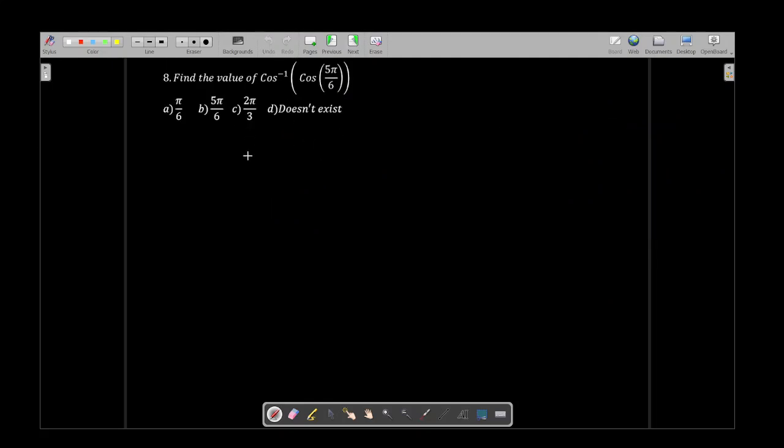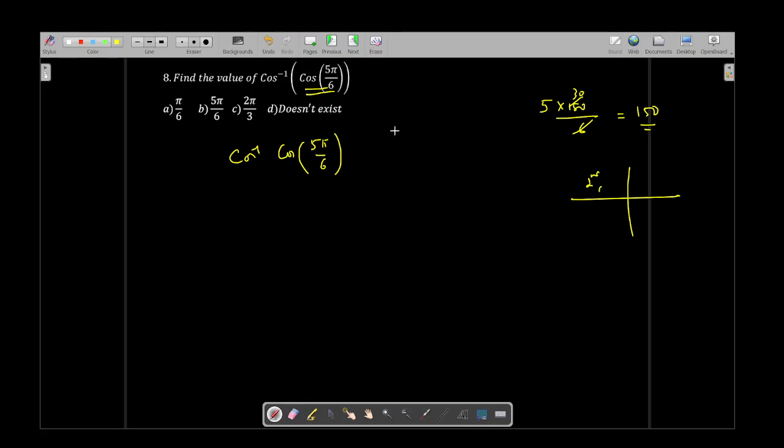Next problem, we have cos inverse of cos 5 pi by 6. So 5 into 180 by 6 is 150 degrees, which is in the second quadrant. The cos domain is 0 to pi, and the value 150 is between 0 and 180. So directly you can cancel this and put the answer as 5 pi by 6.